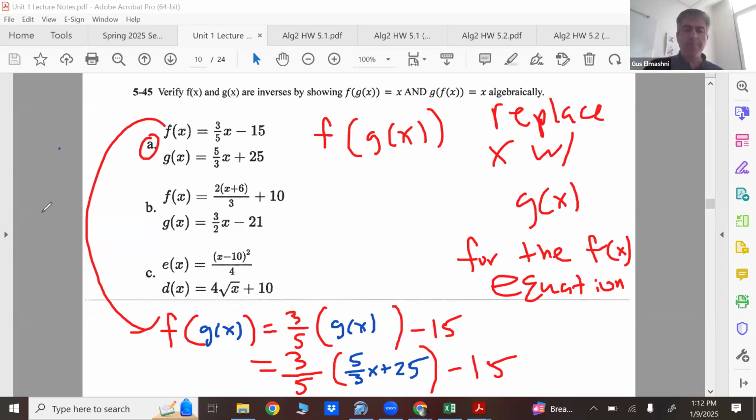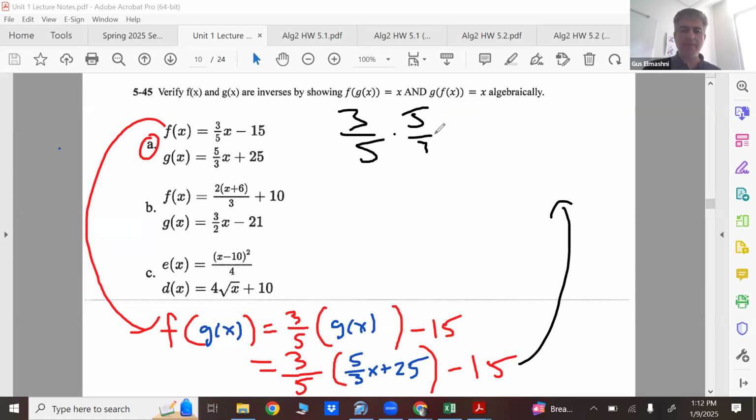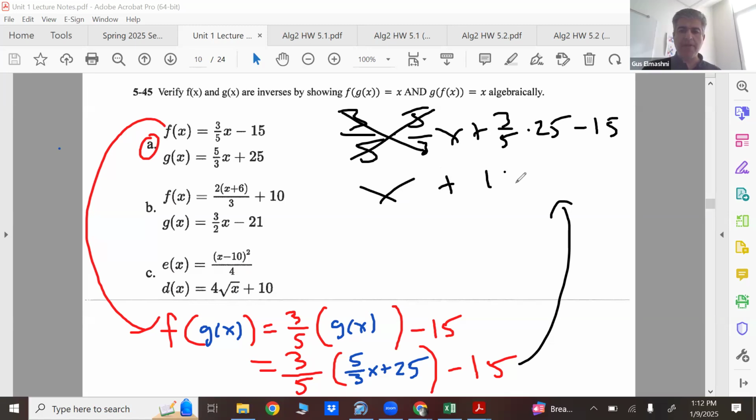Of course, right. So when I work out the right side, Jasmine, go ahead, yes. No, just the right side I'm looking at. So if I work on the right side, I should have 3/5 times 5/3 x plus 3/5 times 25 minus 15. If I work it all out, those cancel. And that becomes 15 minus 15. Well, what's 15 minus 15? 0. And you just get x.